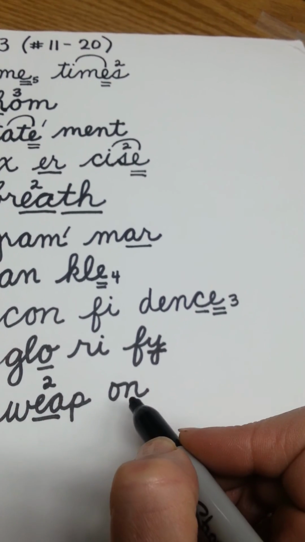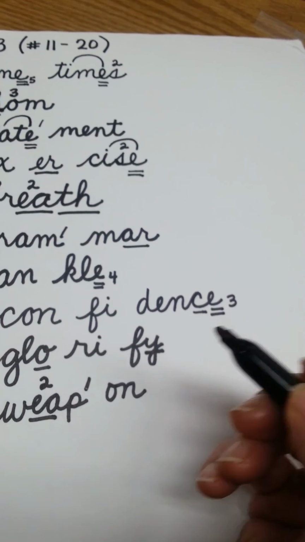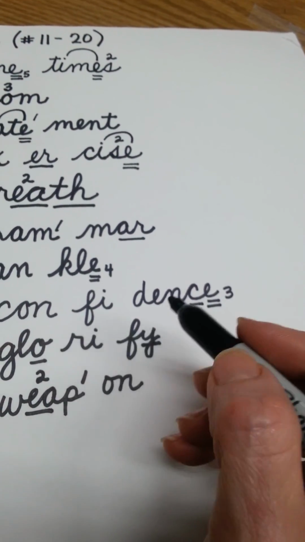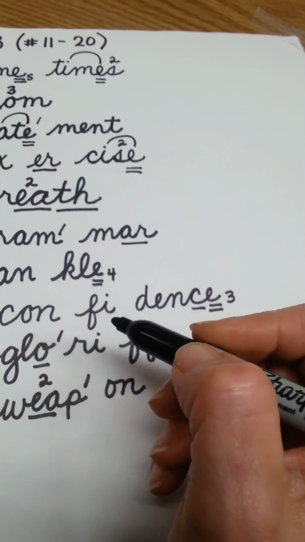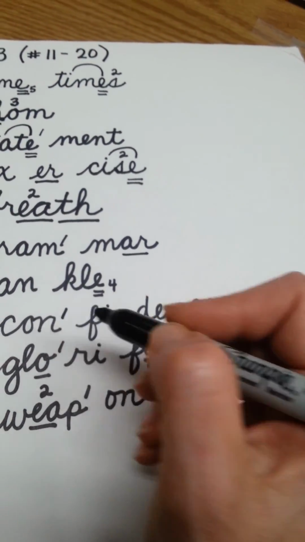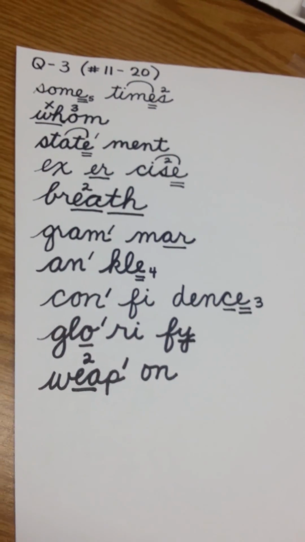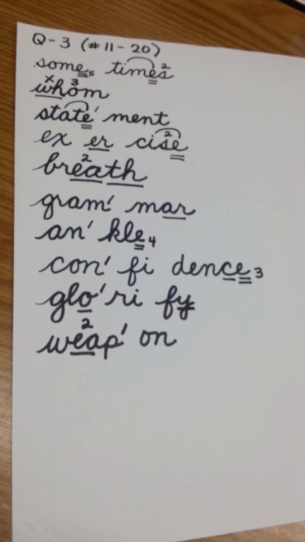Wep, on. Weapon. Looks like I've missed some bossy syllables. Glorify, confidence, and ankle. That's it for the Q3 list. Thanks.